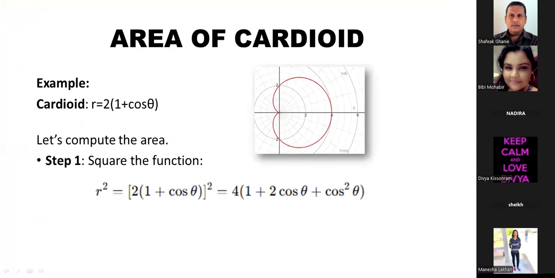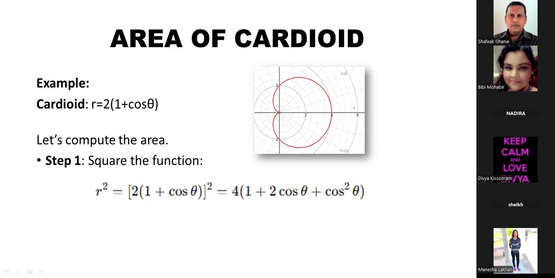Okay, so we'll move on to the area of a cardioid. Miss BB would have already explained this. Everything that we're presented on is somewhat related. So here we are finding the area of a cardioid. We have r is equal to 2 times the bracket 1 plus cos theta. So we need to find the area of that.